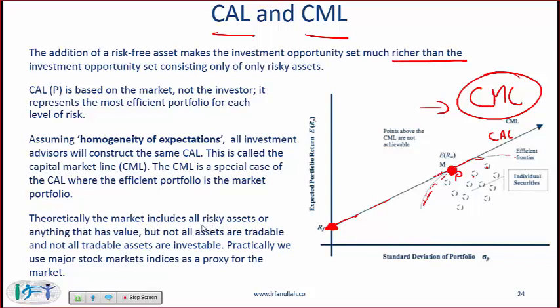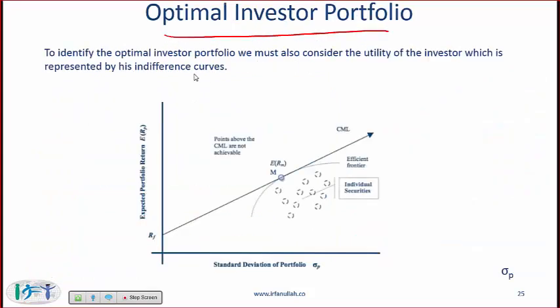Theoretically, the market portfolio includes all risky assets or anything that has value, but not all assets are tradable and not all tradable assets are investable. Practically, we use a major stock market index such as the S&P 500 in the United States as a proxy for the market. Optimal investment portfolio.